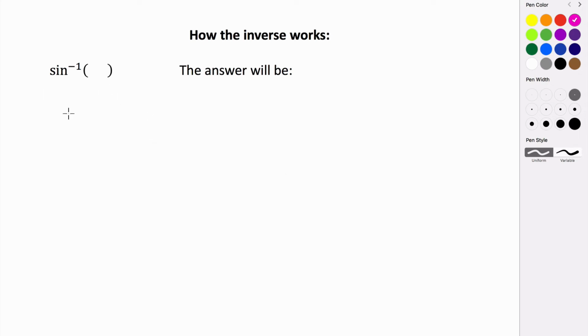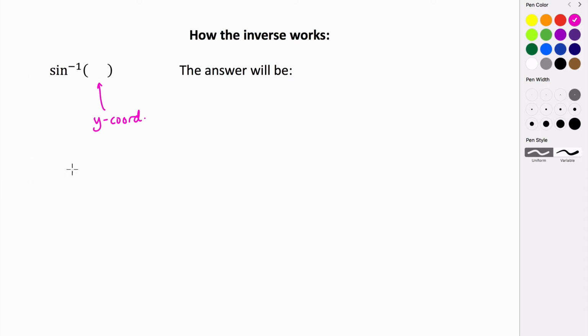When evaluating an inverse function, the value that's in the argument of your function is usually going to be a value that we get from the unit circle. And because we're talking about the sine function here, we know that the sine represents the y-coordinate. So we're going to have some y-coordinate from the unit circle inside the argument of our function.